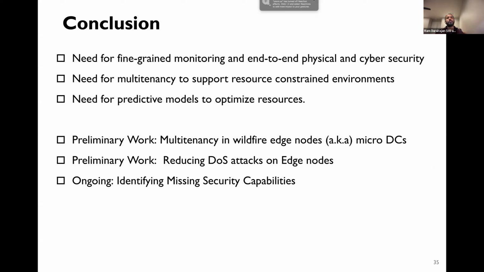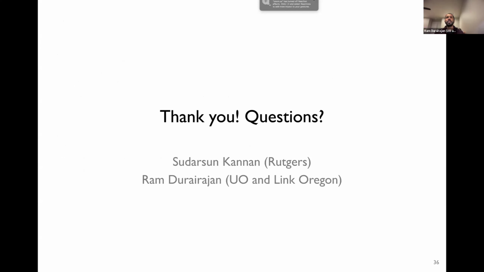But in the ongoing effort, we are working on a number of enhancements that we can bring from some of the end-to-end monitoring capabilities that we have built to address many of the security problems that we have in this space. With this, we're happy to conclude and would be happy to take more questions. Thank you for having us here.